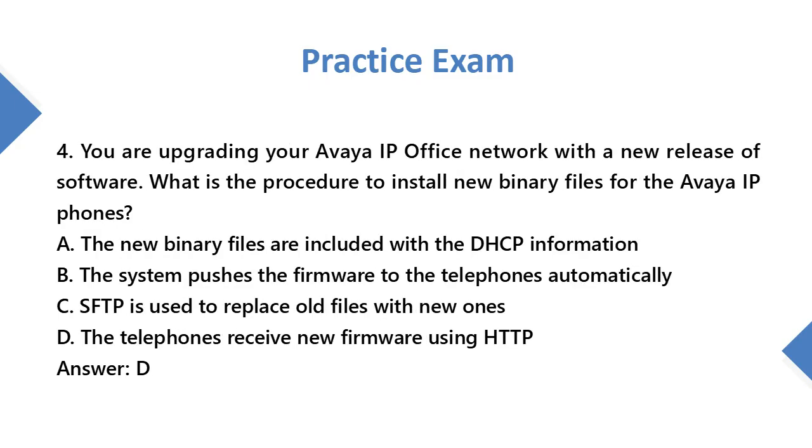4. You are upgrading your Avaya IP Office network with a new release of software. What is the procedure to install new binary files for the Avaya IP phones? A. The new binary files are included with the DHCP information. B. The system pushes the firmware to the telephones automatically. C. SFTP is used to replace old files with new ones. D. The telephones receive new firmware using HTTP. Answer: D.